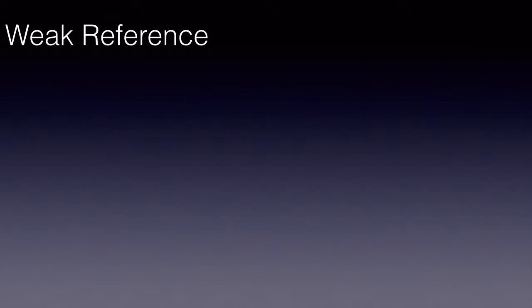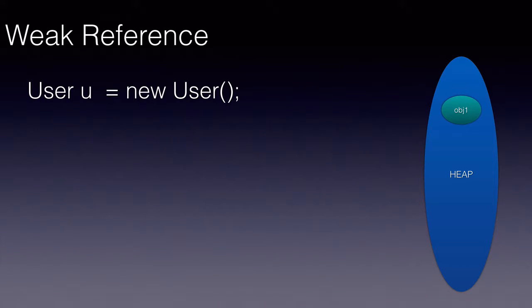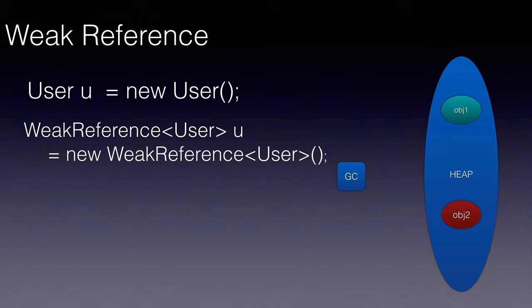What are weak references and soft references? By default, any object in Java has a strong reference. That is, it will be garbage collected only if there are no references to it. But a weak reference acts as a holder to an object, and using a weak reference, we can simply rely on the garbage collector's ability to determine the reachability of an object on the heap.